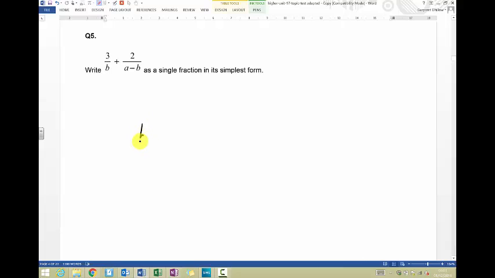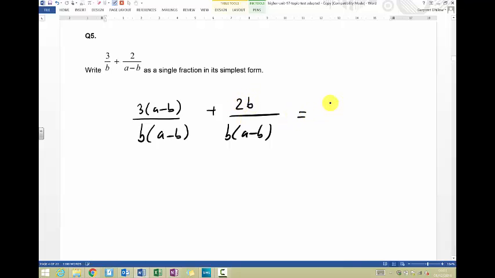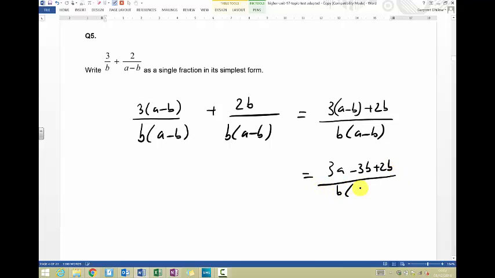Okay, similar thing here. The common denominator is going to be b times a minus b. So times top and bottom by a minus b. So use brackets. Times top and bottom by b. Okay, so add across the top. Again, you don't have to multiply out the brackets at the bottom. So multiply out this bracket. 3 times a is 3a, minus 3b, add 2b. And so we can just collect like terms at the top. That's 3a, minus 3b add 2b is minus 1b, which is just written as minus b.